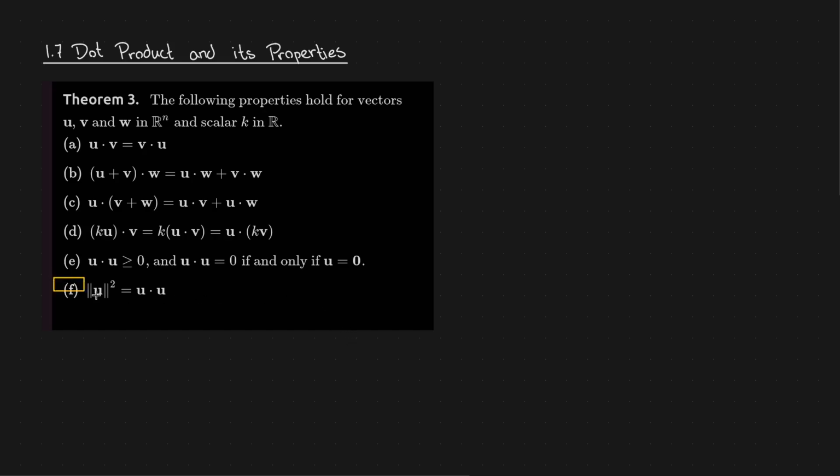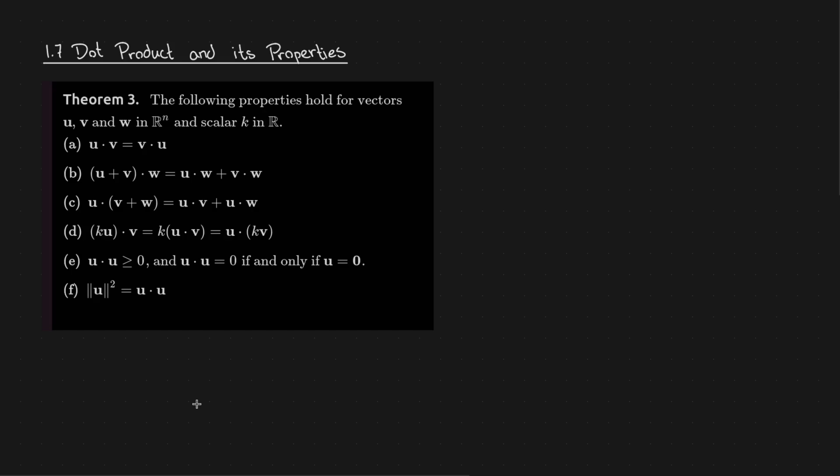Okay, and then this one is different. The norm of a vector squared is the vector dotted with itself. Okay, so for the most part, the dot product is going to feel a lot like a normal multiplication operation in that the properties that we're used to still hold, with one big exception. There's one that's missing here.